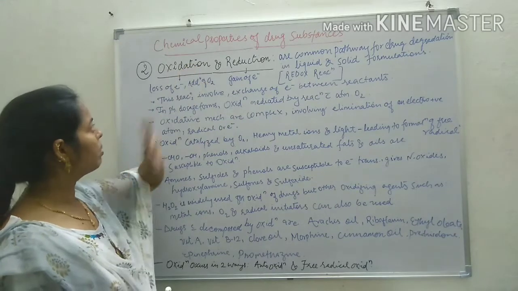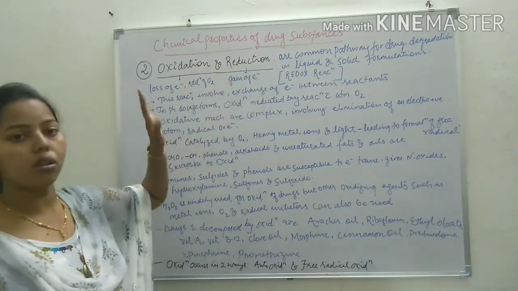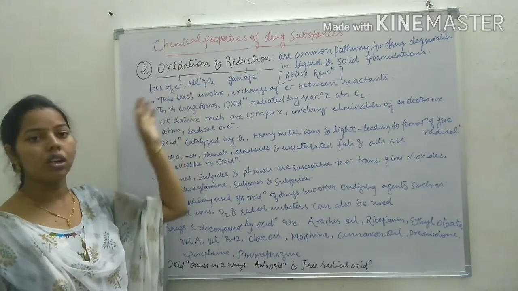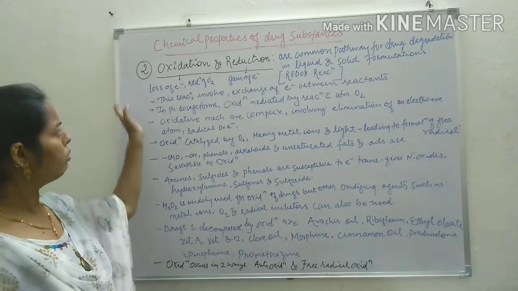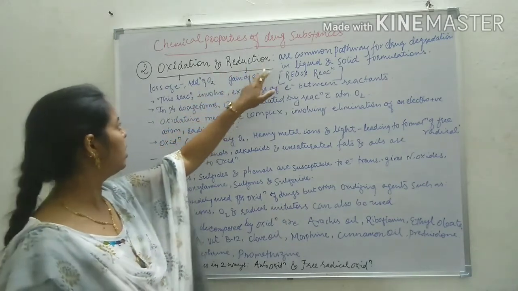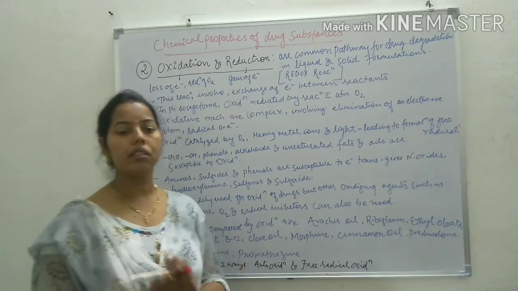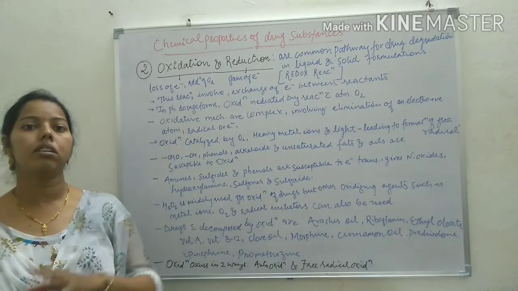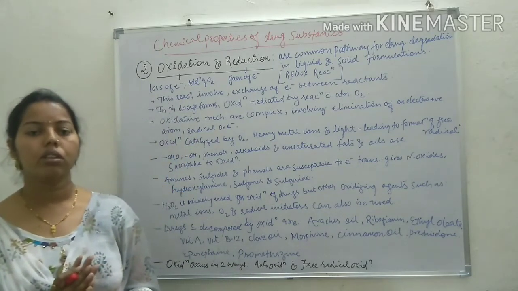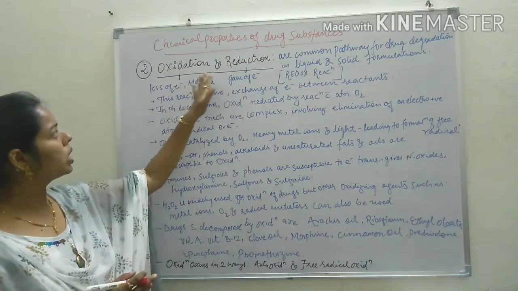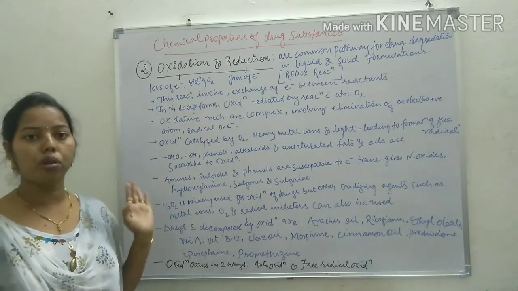And what is the meaning of oxidation and reduction? Oxidation is loss of electron and addition of oxygen into the compound, and vice versa, reduction is a gain of electron. Ultimately, in redox reaction, there is transfer of electrons between the reactants. So, how do the oxidation and reduction reactions take place in the formulation?